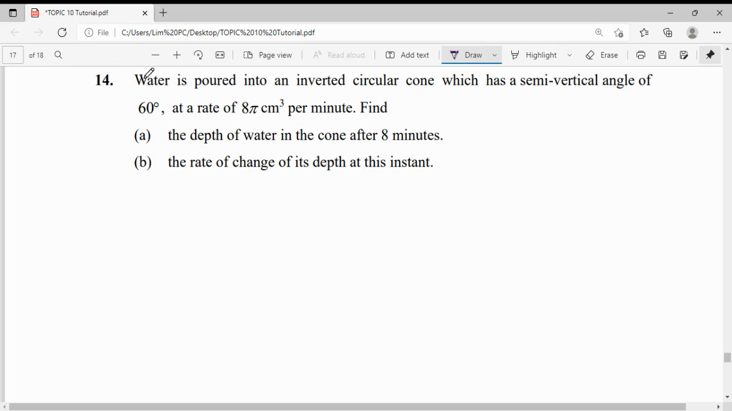For question 14, water is poured into an inverted circular cone which has a semi-vertical angle of 60 degrees at the rate of 8 pi cm cubed per minute. So first of all, from this question, we identify our shape. It is an inverted circular cone which can store our water. So the shape of this cone will be drawn like this.